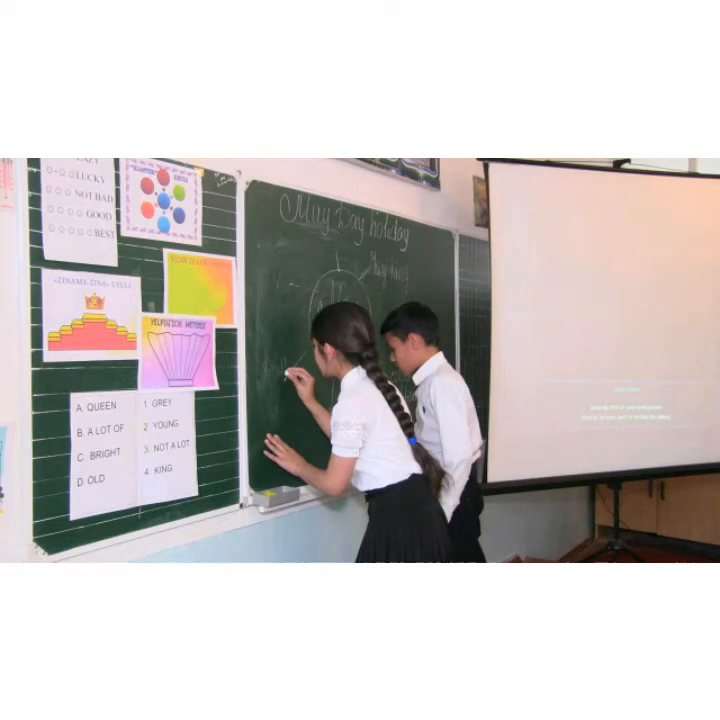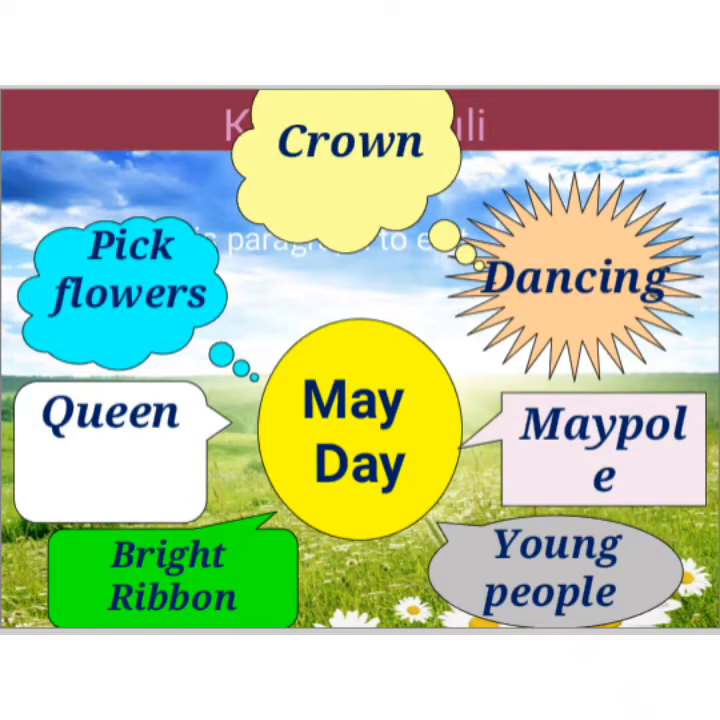Let's revise the words we have learned today by filling in the cluster. Find words related to the topic May Day. Let's begin. Yes, dancing, maple, young people, bright ribbon, queen, pink flowers, and crown.